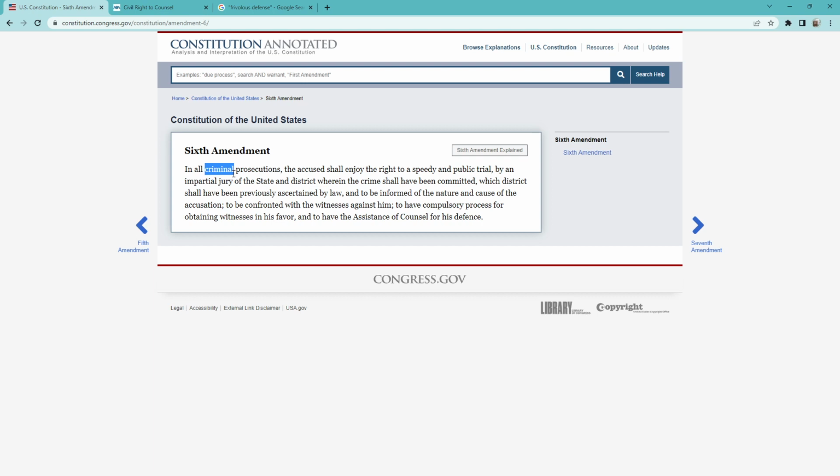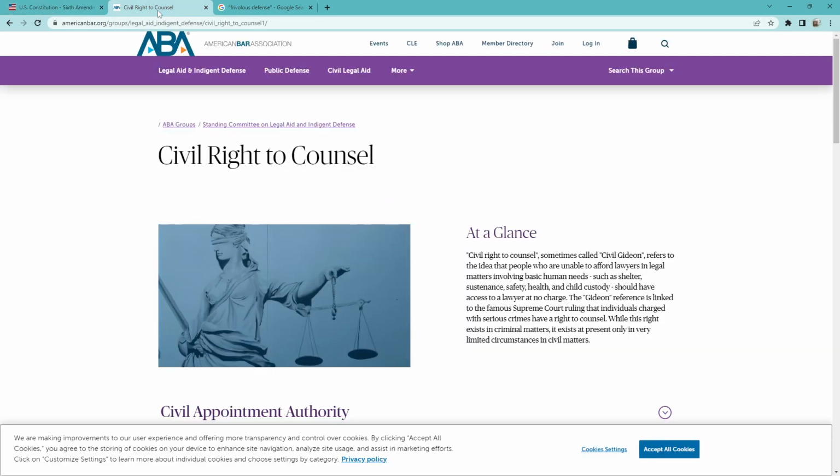Now, I know some of you are going to immediately Google this and find edge cases just to try and prove me wrong. So I'm going to cover the most common edge case. Civil right to counsel, sometimes called civil Gideon, refers to the idea that people who are unable to afford lawyers in legal matters involving basic human needs should have access to a lawyer at no charge. The Gideon reference is linked to the famous Supreme Court ruling that individuals charged with serious crimes have a right to counsel. While this right exists in criminal matters, it exists at present only in very limited circumstances in civil matters.